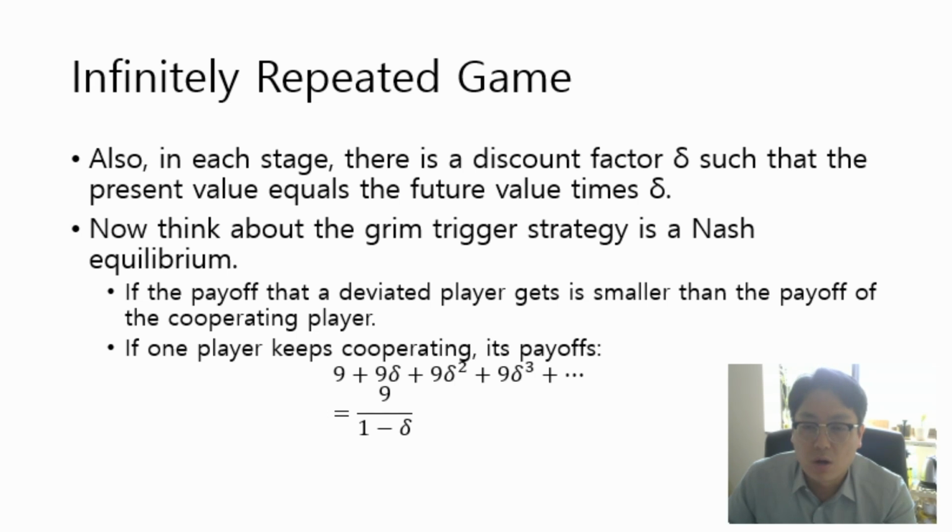We have a formula to sum up these numbers. That number equals 9 over 1 minus delta. You need to check, there is a formula, it can be summed like this. Okay? If this number is larger than what one player gets when deciding to deviate from the Nash cooperation, then no one will deviate from the current green trigger strategies.